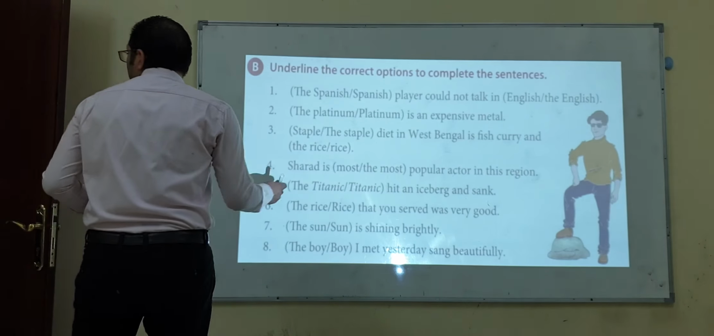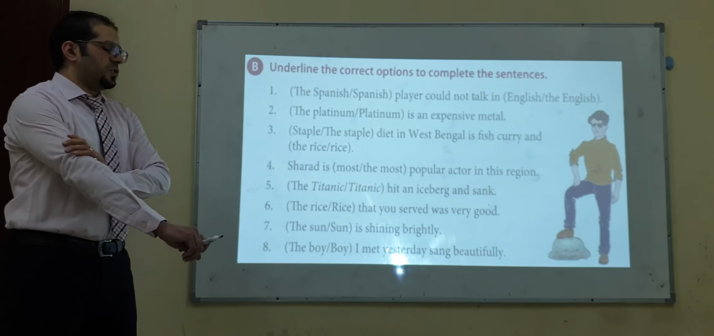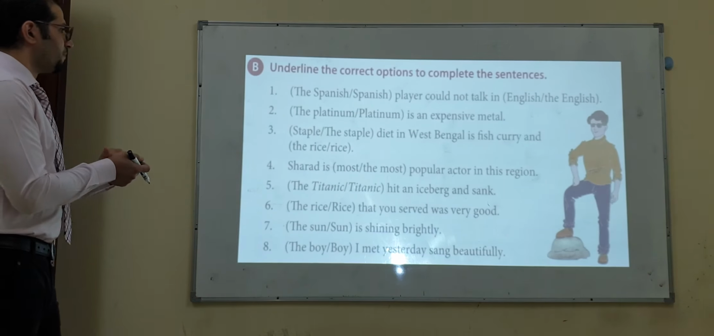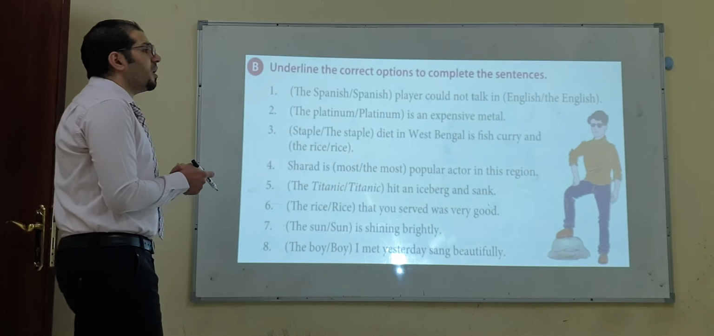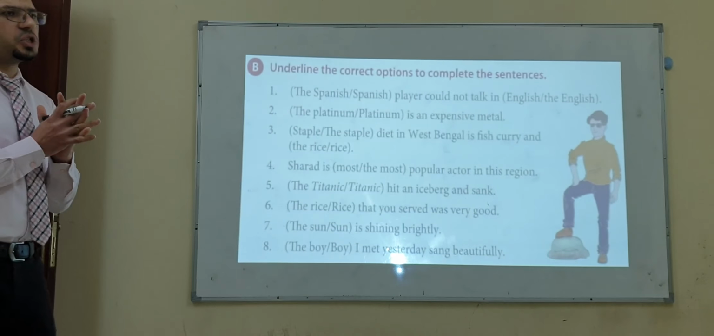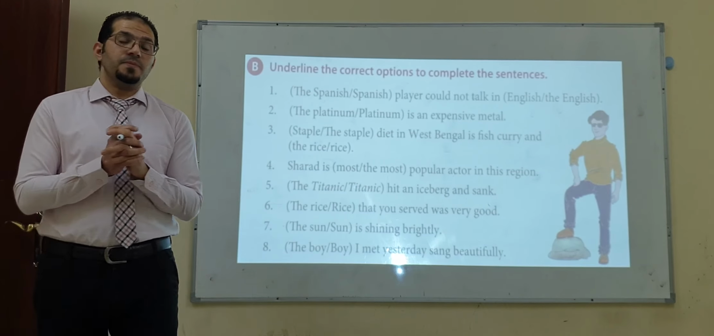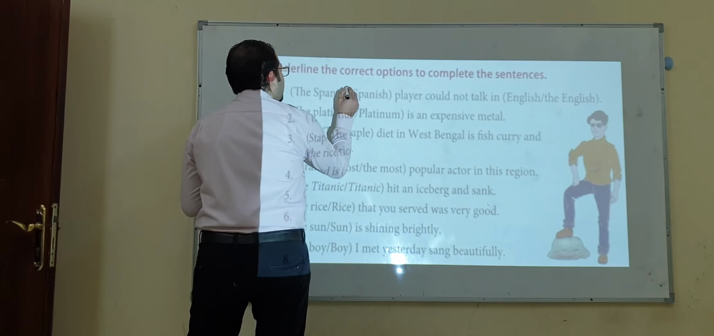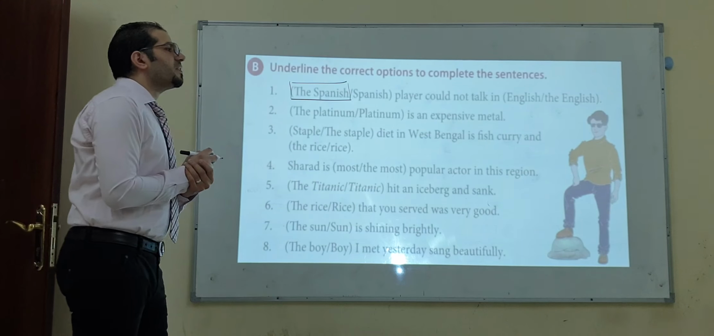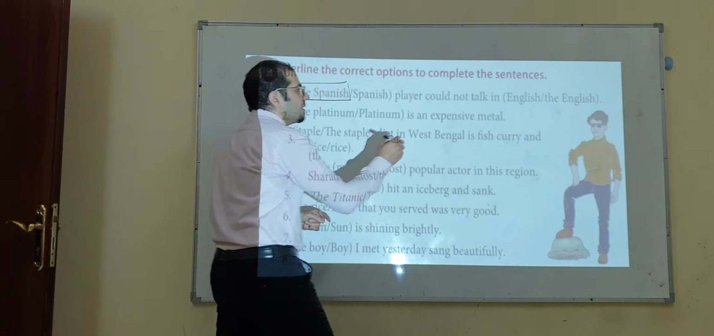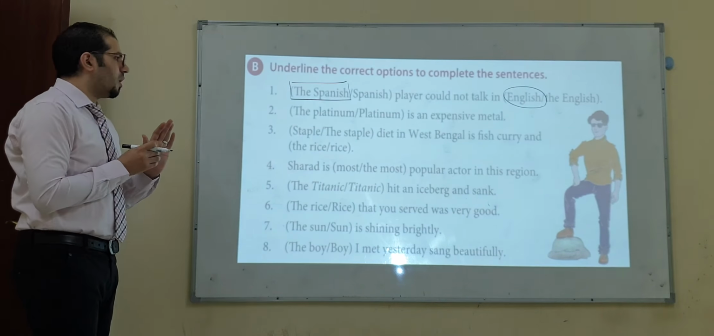Let's do some exercise here. Underline the correct options to complete the sentence. Be with me, please. Number one: the Spanish or Spanish player couldn't talk in English or the English. What do you think? Very good. The Spanish player here, as I said before, couldn't talk in English, a language, without articles.